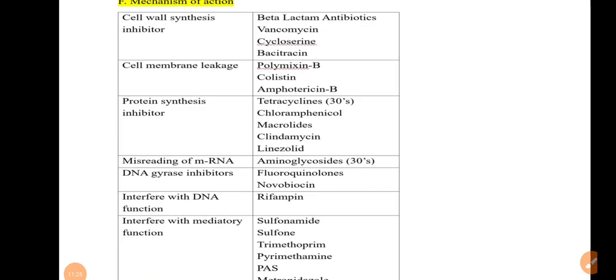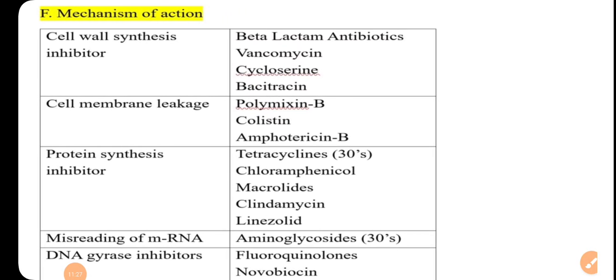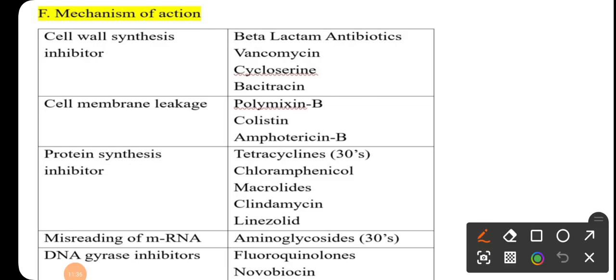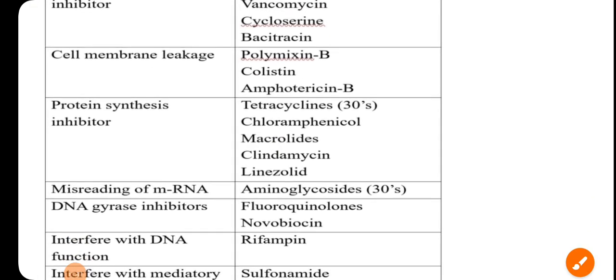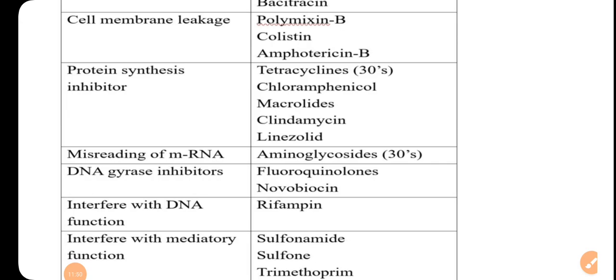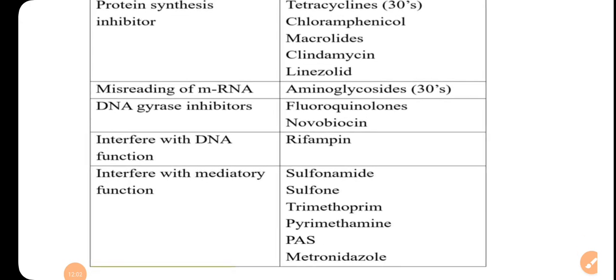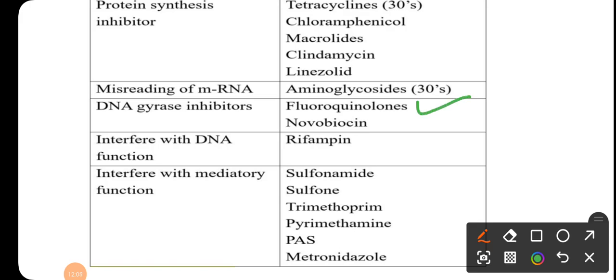So the next one: here is some classification based on your mechanism of action. Cell wall synthesis inhibitors include beta lactam antibiotics, vancomycin, cycloserine and bacitracin. Please remember all these drugs. Then cell membrane leakage: polymyxin B, colistin and amphotericin B. Then protein synthesis inhibitors: tetracyclines, chloramphenicol, macrolides, clindamycin and linezolid. Then misreading of mRNA: these are your aminoglycosides. And DNA gyrase inhibitors, as we have just seen, are the fluoroquinolones.